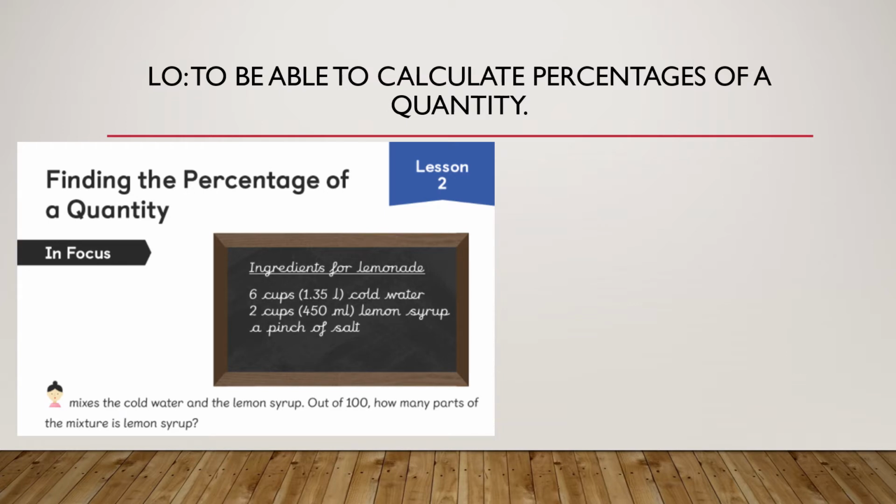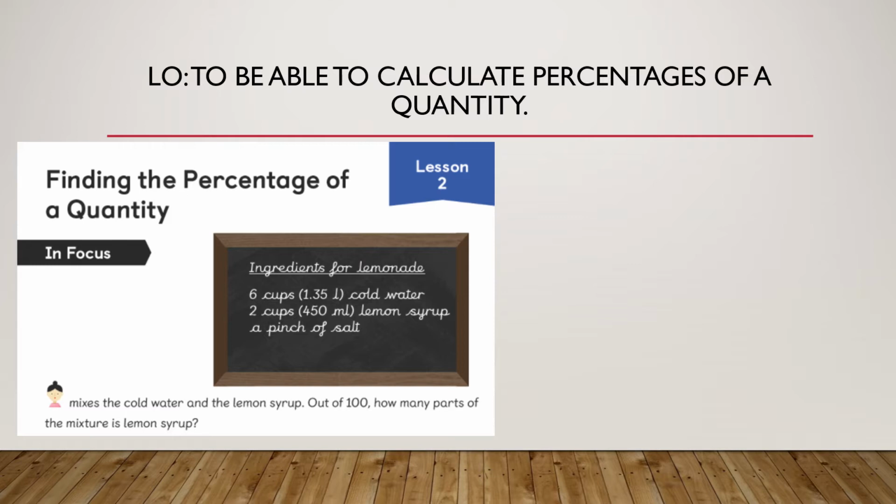So, looking at our In Focus for Lesson 2, there are some ingredients for lemonade. You need 6 cups, 1.35 litres of cold water, 2 cups, which is 450 millilitres of lemon syrup, and a pinch of salt. Now she mixes the cold water and lemon syrup. Out of 100, how many parts of the mixture is lemon syrup?